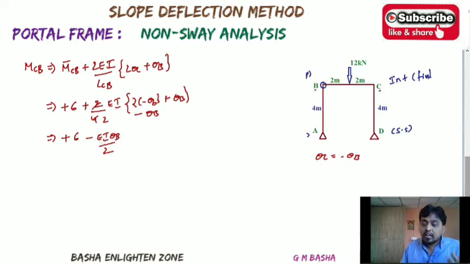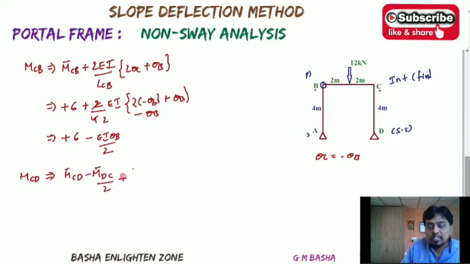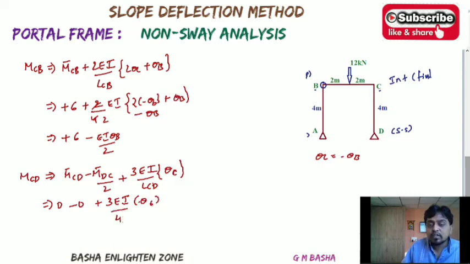So this is the equation after simplifying, and again go for MCD. MCD is for the simply supported condition. Again use the formula: M bar CD minus M bar DC by 2 plus 3EI by length of CD into theta C. Substitute all the values: 0 minus 0 plus 3EI theta C, that is minus theta B, by its length 4. And again MDC will become 0.